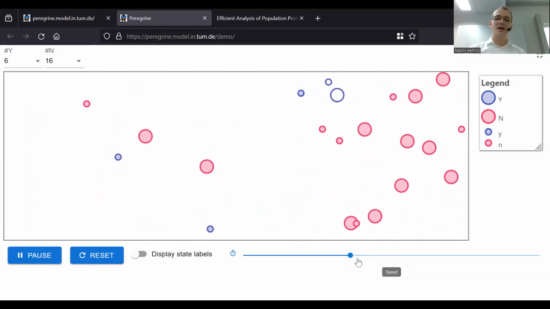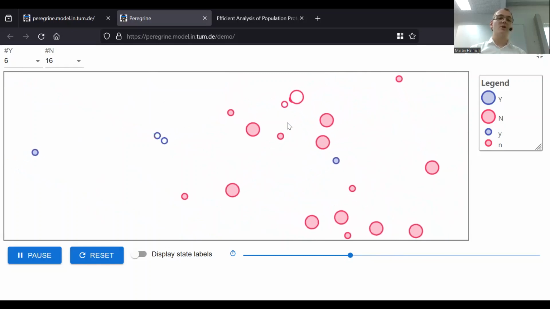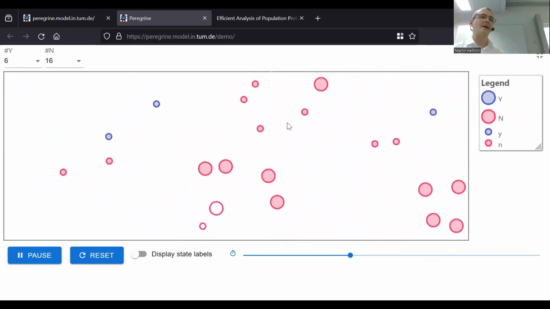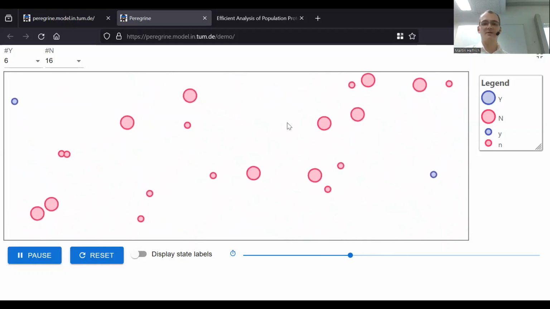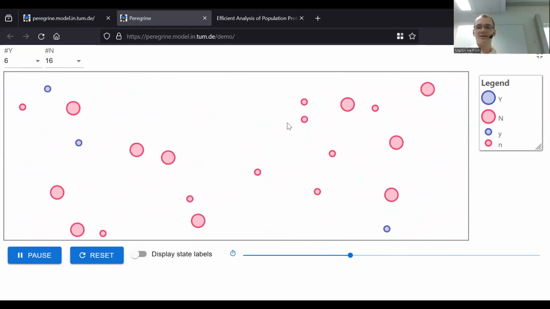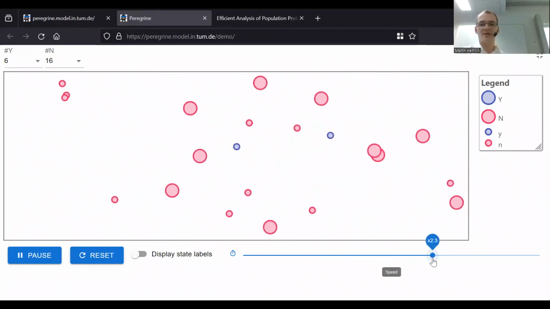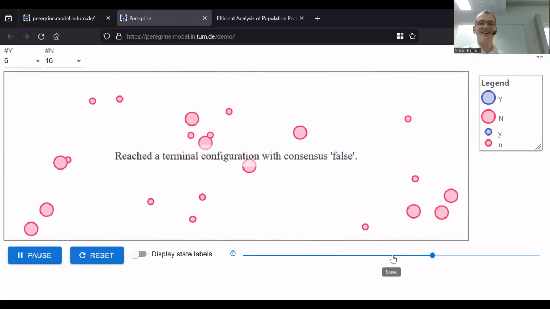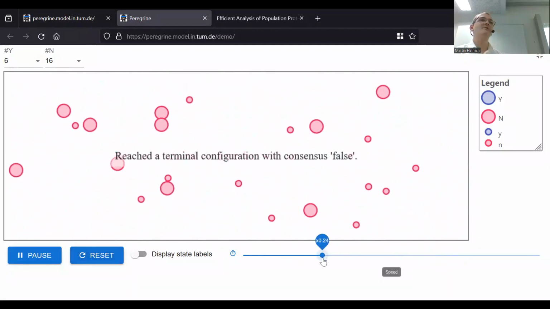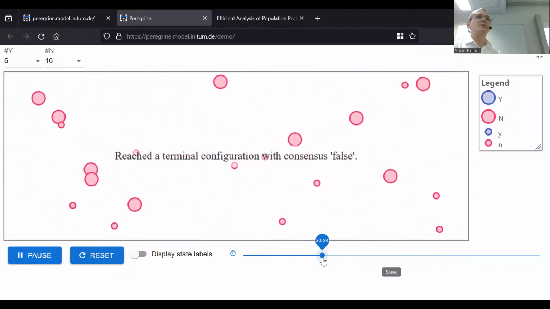And after a short time, you see there's one large blue bird left, and now it's gone. There are no more large blue birds. This is important in a second when we try to understand why this protocol is always correct. But as you can see, the number of blue birds keeps decreasing. And if we speed up the simulation a little bit more, then we reach a consensus where everyone is indeed red. All right, so another example where it worked.